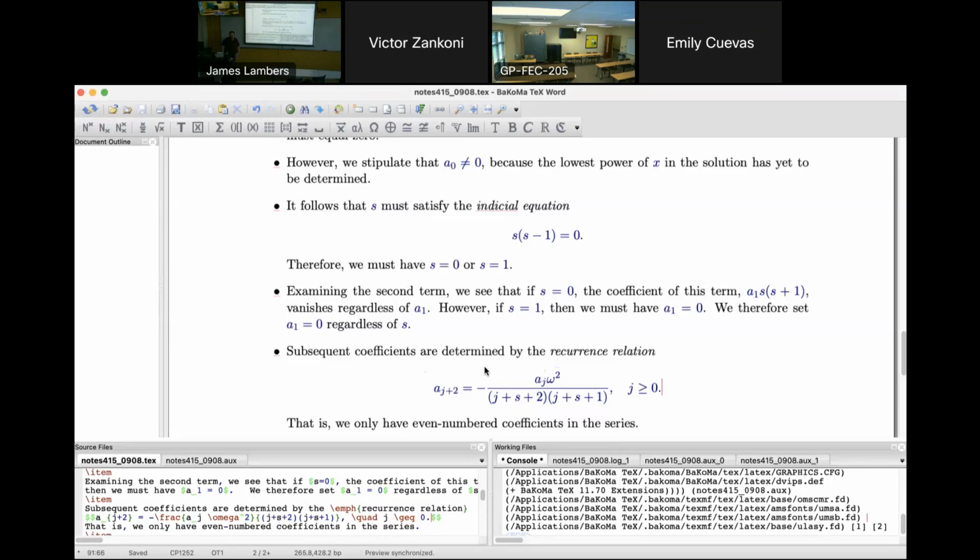On the other hand, we're saying that a1 is 0. Because a1 is 0, then a3 must be 0. Then a5 comes from a3. So all the odd numbered coefficients are going to turn out to be 0 in this case. We're only going to have even numbered terms. Any questions up to this point?